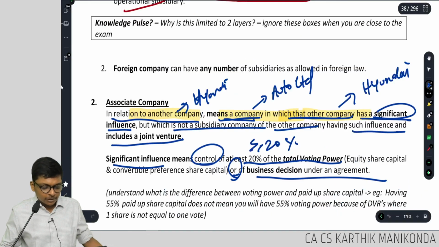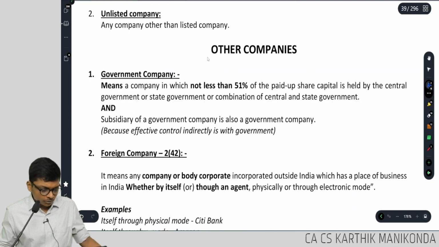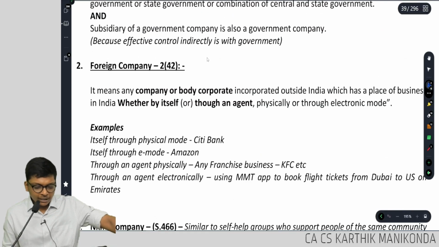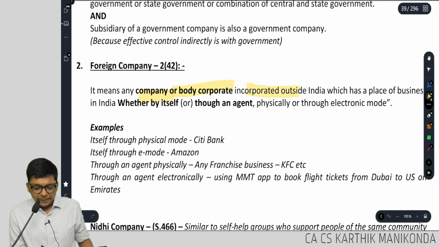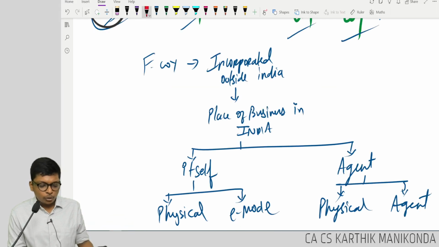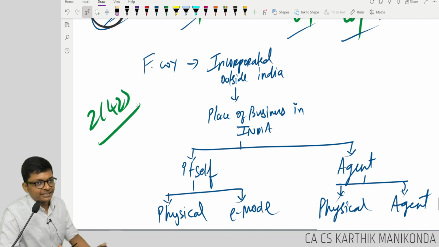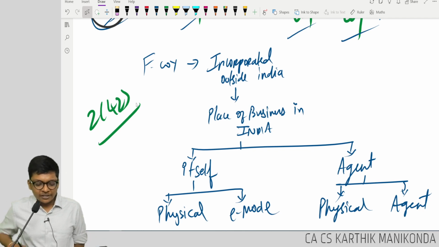If I read this in the book, look at this: foreign company means a company or body corporate incorporated outside India which has a place of business in India, whether by itself or through an agent, physically or through electronic mode. Section 2 subsection 42, you have to remember, important for our exam. Foreign company. Clear, guys? That is how I broke down the definition.